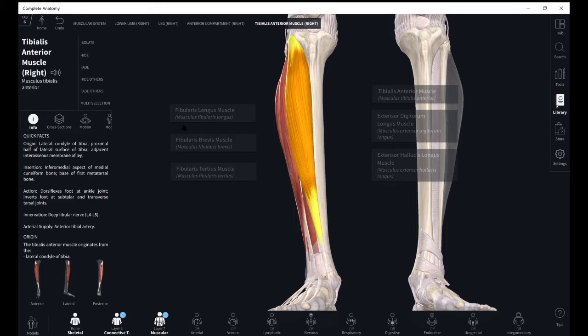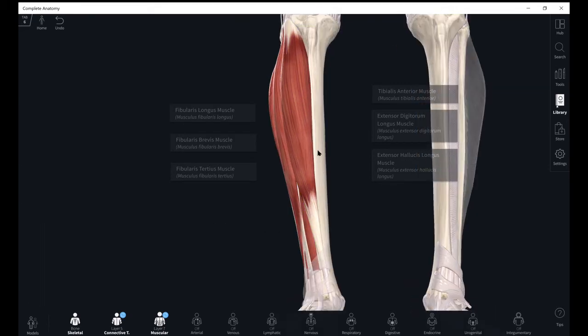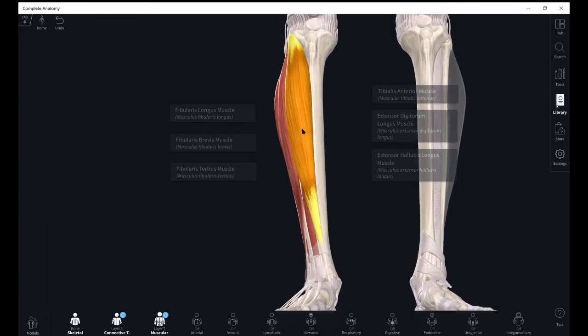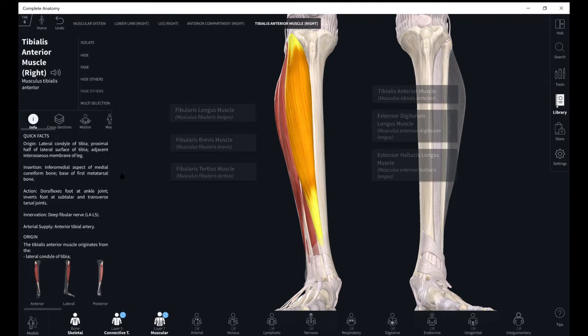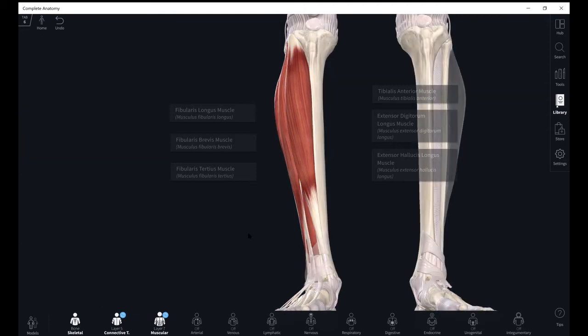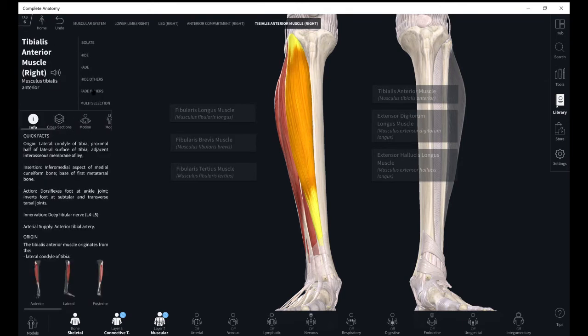Let's fade the others. So, oops. Try that again. Fade the others. Good. Not sure what's happening there. Try it one more time. Fade the others.